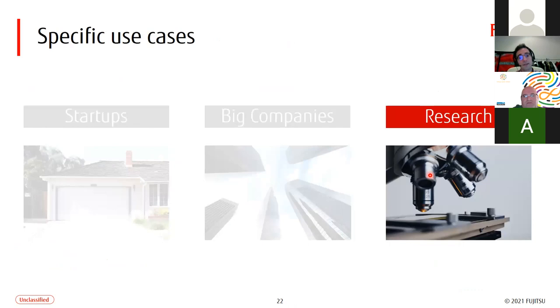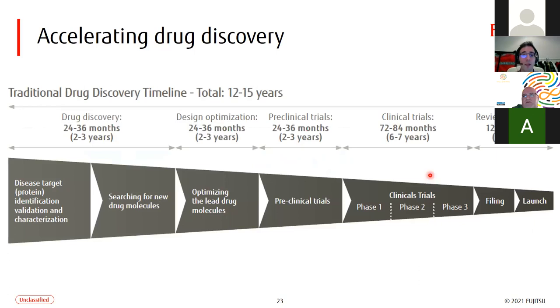And well, we have talked about startups and big companies, but we are also collaborating with research labs. In this case, we have been working on trying to accelerate drug discovery. Actually, we will see that it is drug repurposing instead of drug discovery. But a traditional drug discovery process takes a lot of years. Normally, more than 10 years.